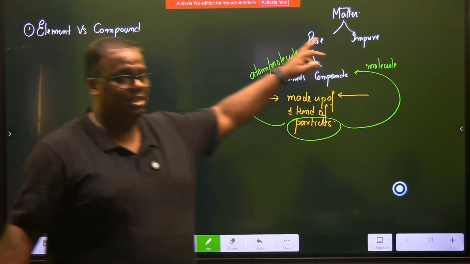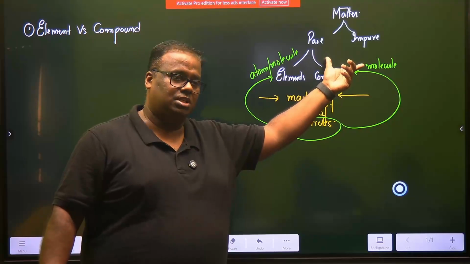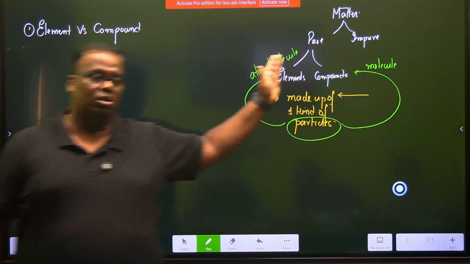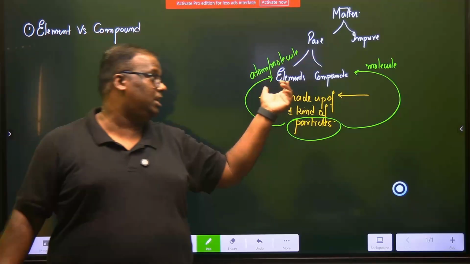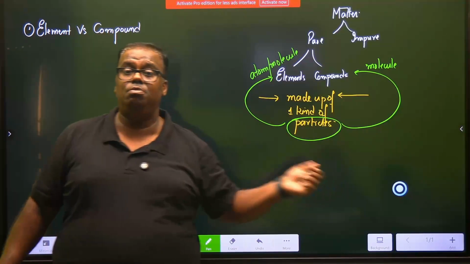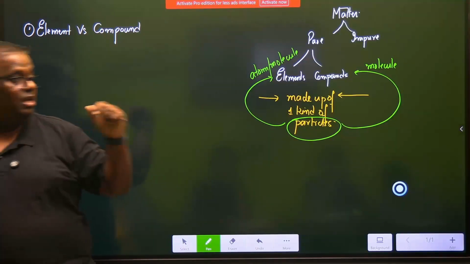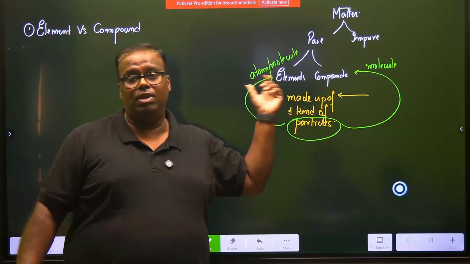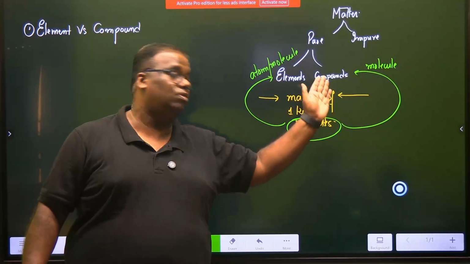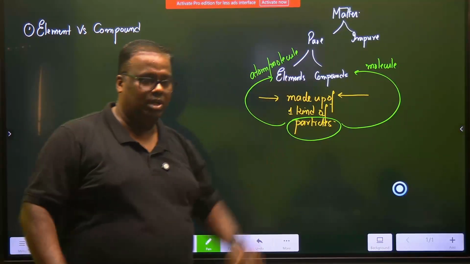We have matter. Matter is classified into pure and impure substances. Impures are mixtures, which we just did. When you talk about pure substances, they can be classified as elements or compounds. What is common between them? They are made up of one kind of particle. That particle, in the case of elements, can be atoms or molecules, but in the case of compound, will always be molecules. Let us now try to understand this thing.